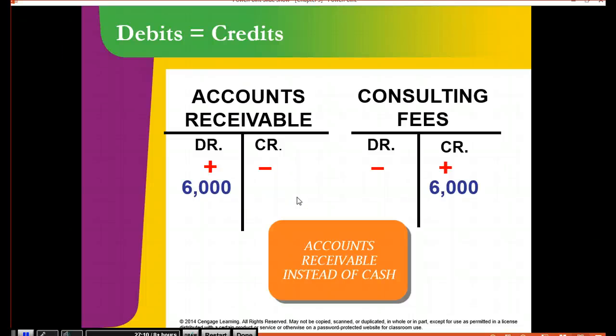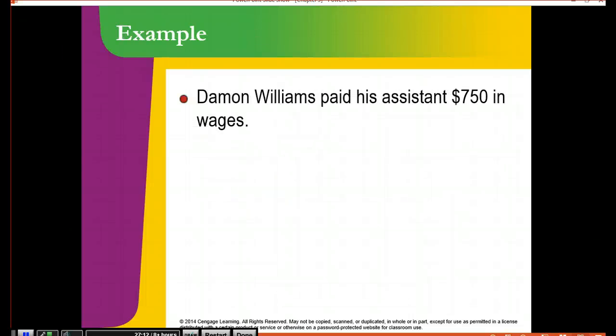On either side, and my debits are equal to my credits. Damon Williams paid his assistant $750 in wages. Okay, you're paying something. Anytime you pay something, you're using what? Cash. So the asset cash is affected.